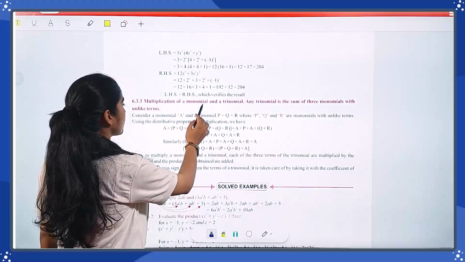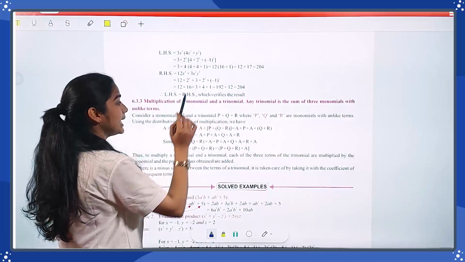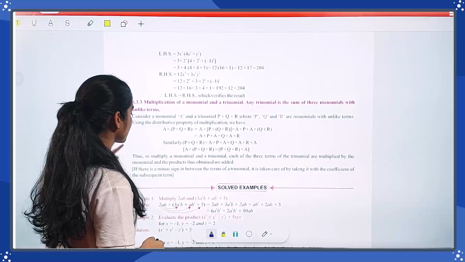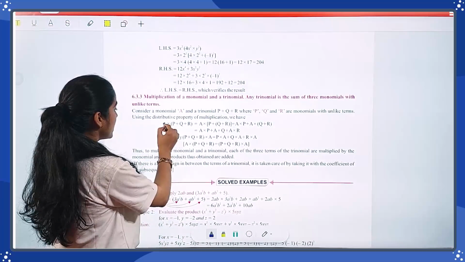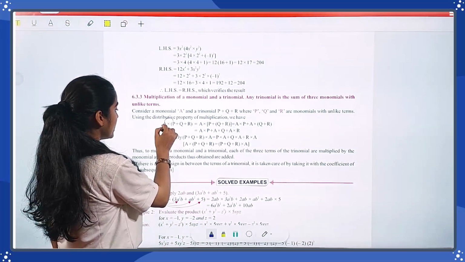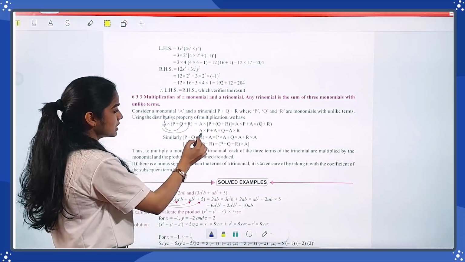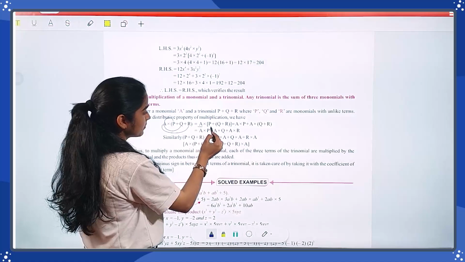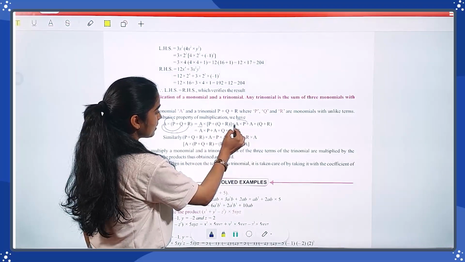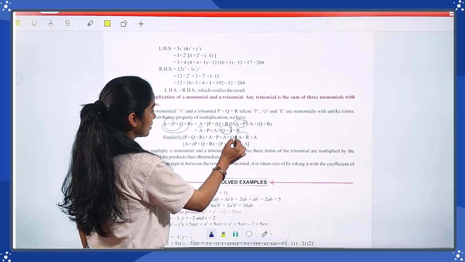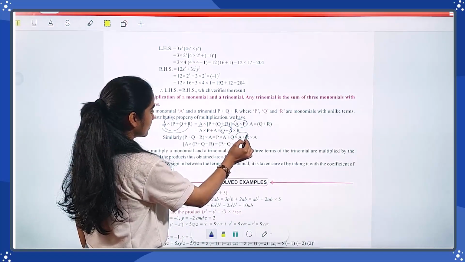Now multiplication of a monomial and a trinomial. Any trinomial is the sum of 3 monomials with unlike terms. So in that case, a is multiplied with p, a is multiplied with q, and a is multiplied with r. So you see a multiplied by p, a multiplied by q, and a multiplied by r.